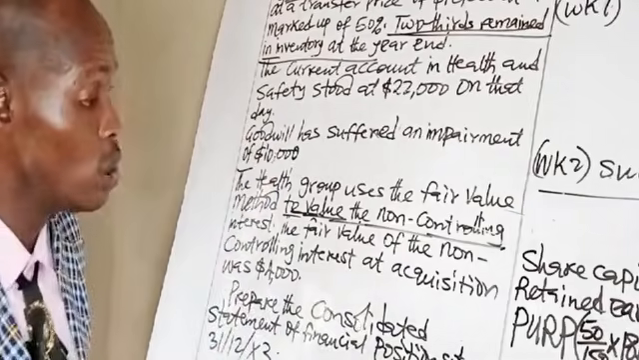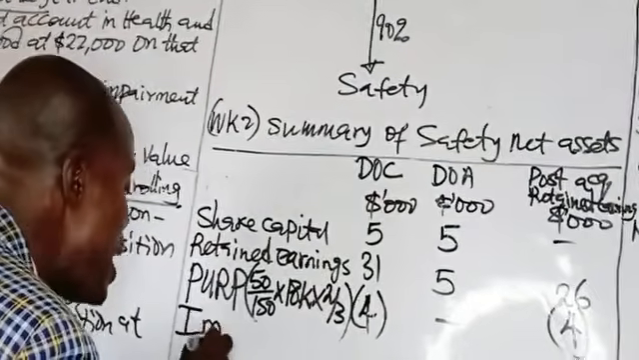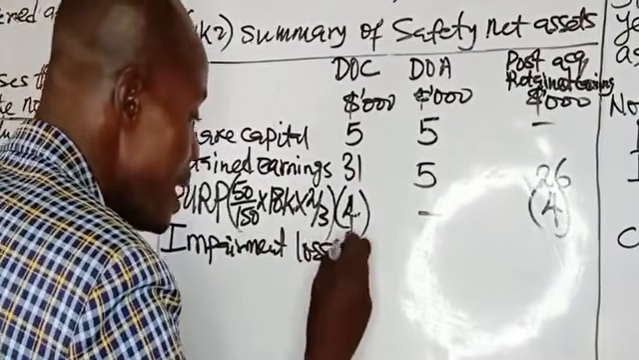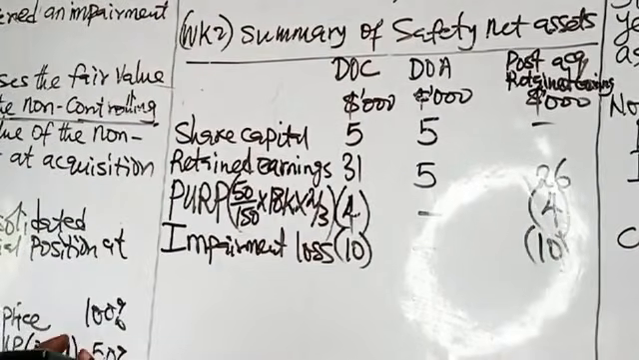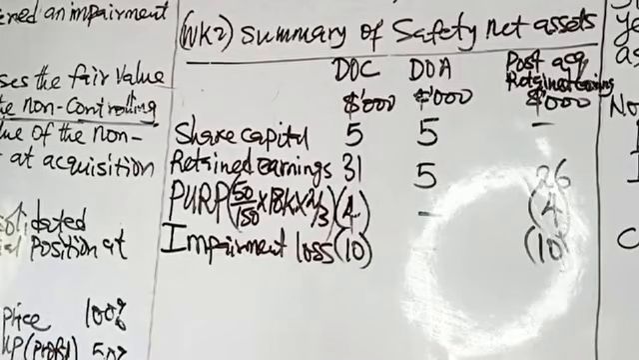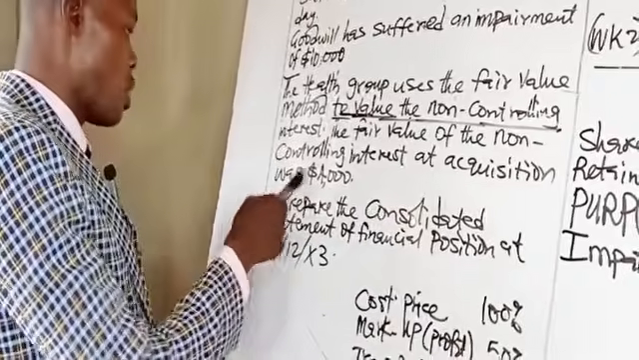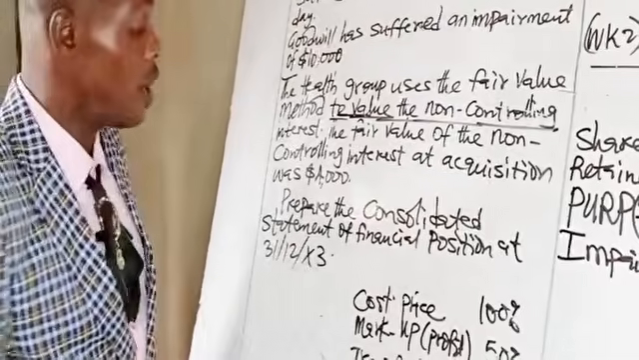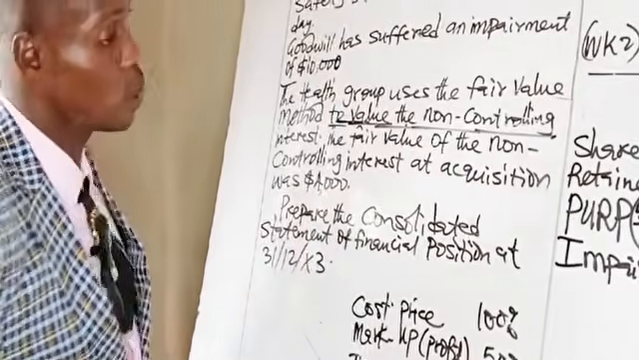Now, back to the financial statement. We have a summary of the subsidiary net asset. We have impairment loss of 10 million. So you are subtracting that impairment loss from the subsidiary's retained earnings. Now back to the question. You were told the fair value of the non-controlling interest at acquisition was 4,000. This is necessary for the calculation of the goodwill and the non-controlling interest.